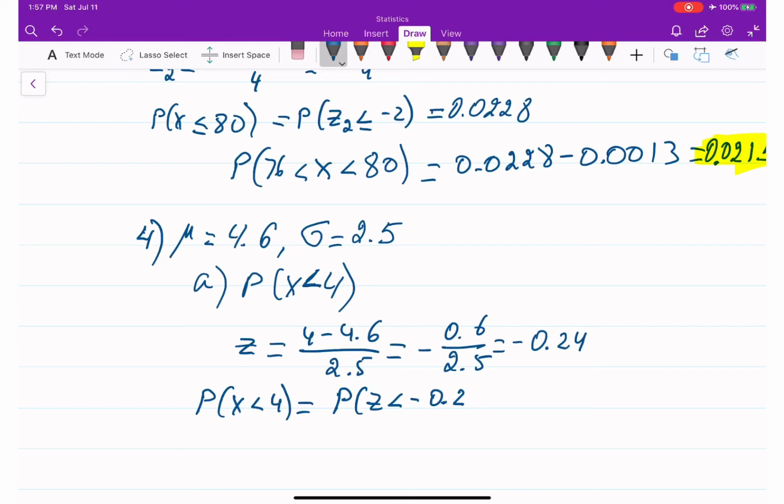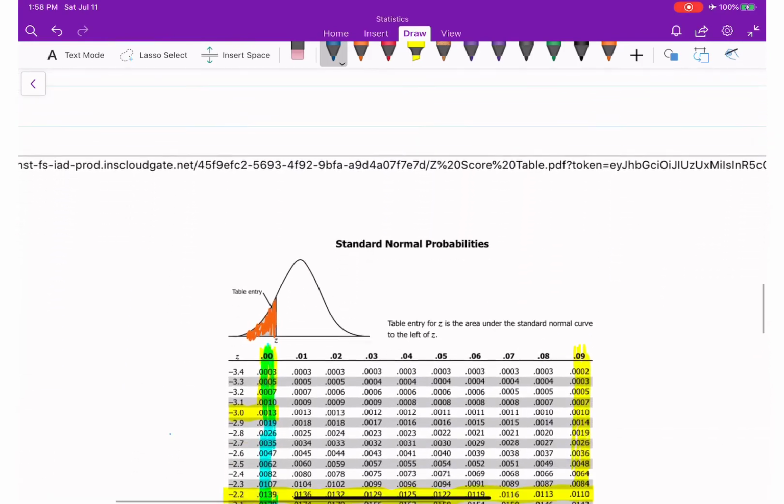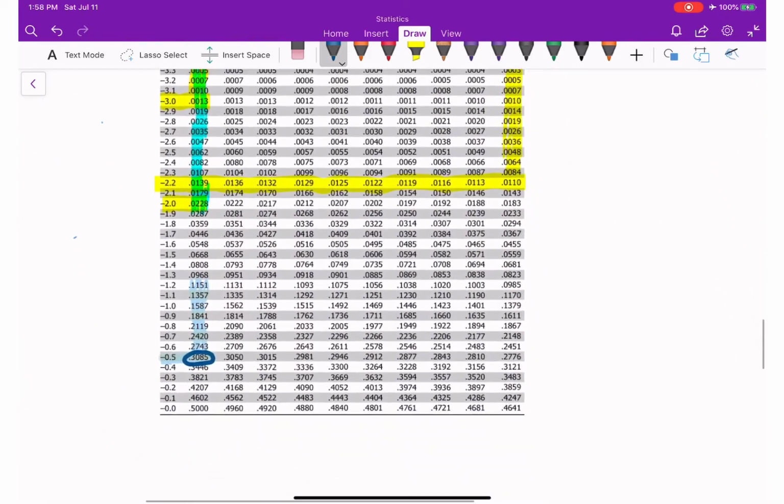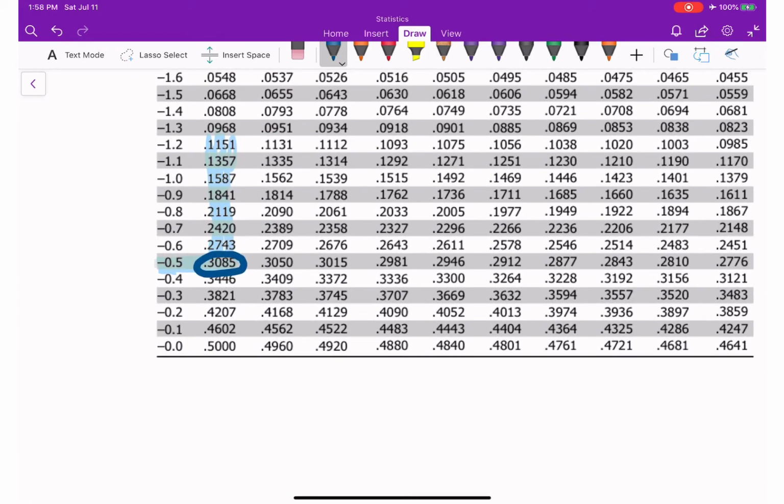Because the z-score always represents x, right? And we use the z-score to have access to the table. As I said, the x value doesn't have direct access to the table. So that is going to be negative 0.24. Here it is 2. Where is my 4?